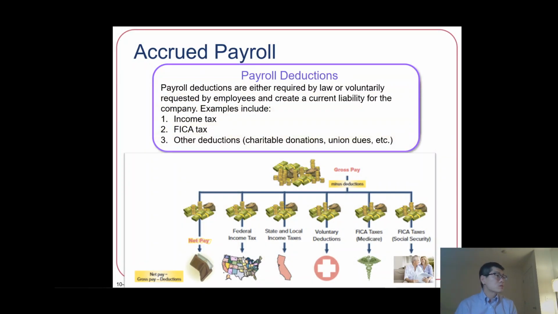Payroll deductions. Payroll deductions are those things that you need to pay to the federal or local government, or that are voluntarily requested by employees, and they create a current liability for the companies. These include income taxes and FICA tax, and some other deductions. Income taxes are based on how much you earn, and you pay them to the IRS, your local government and the state government.